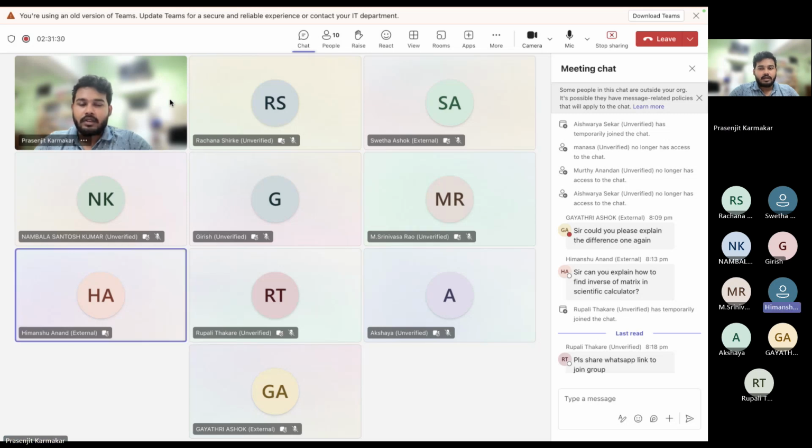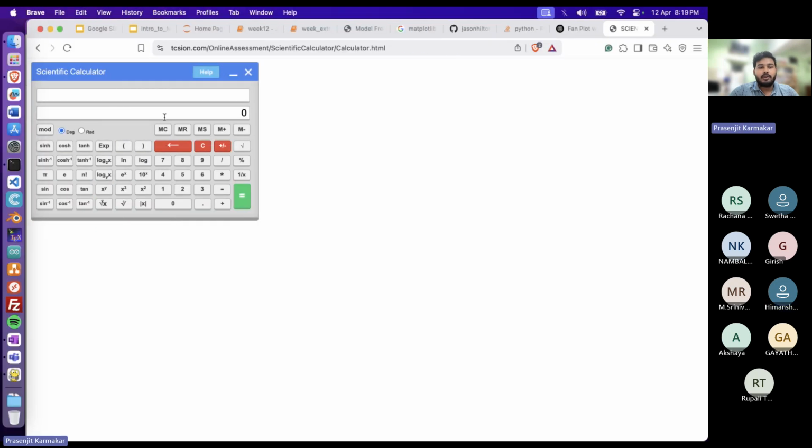So we cannot find the inverse and adjoint using this scientific calculator? No. This calculator is only useful for small things like sine inverse, cos inverse, or log computations like this.